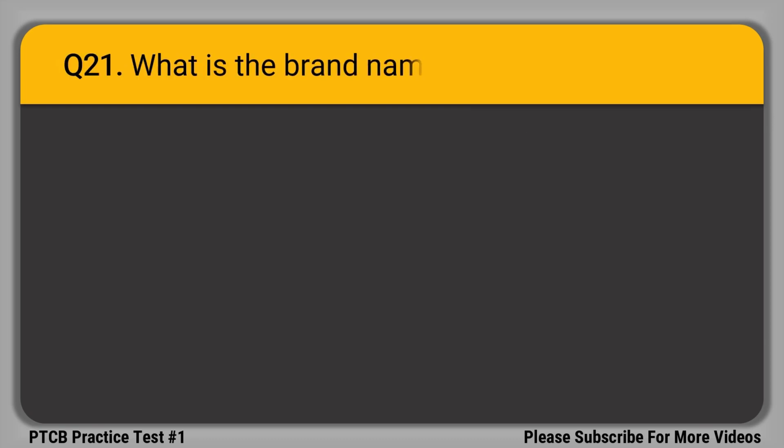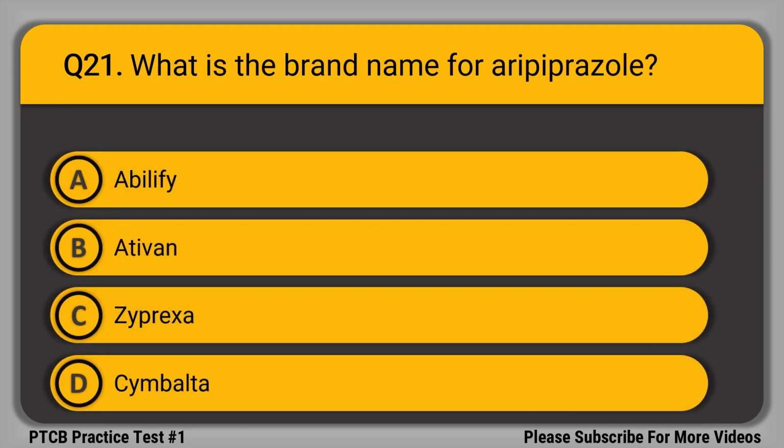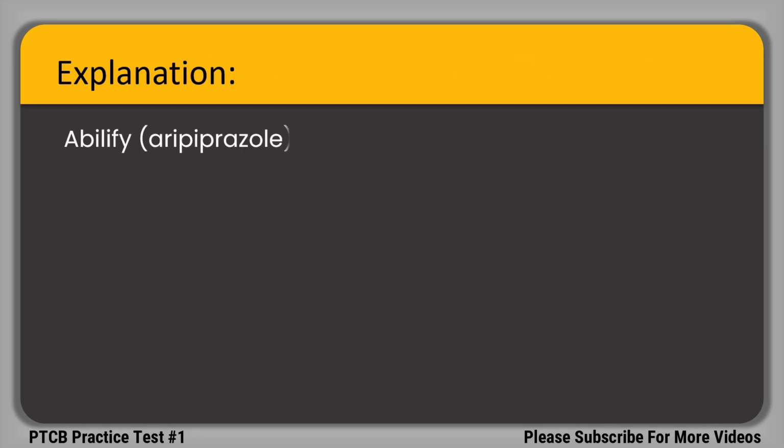Question 21. What is the brand name for aripiprazole? A. Abilify, B. Ativan, C. Zyprexa, D. Cymbalta. A. Abilify. Abilify, or aripiprazole, is an antipsychotic.